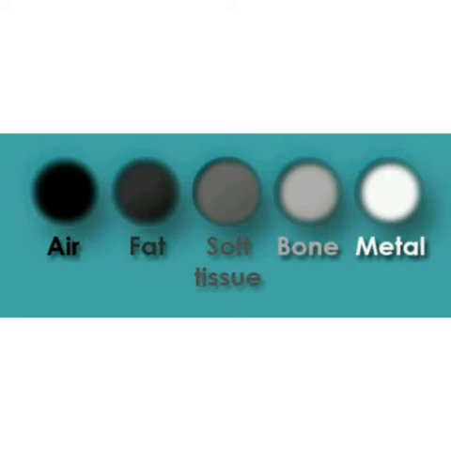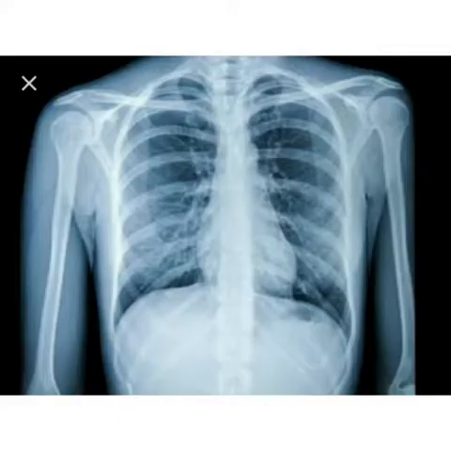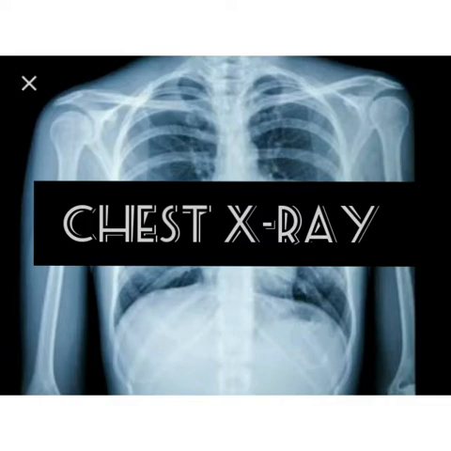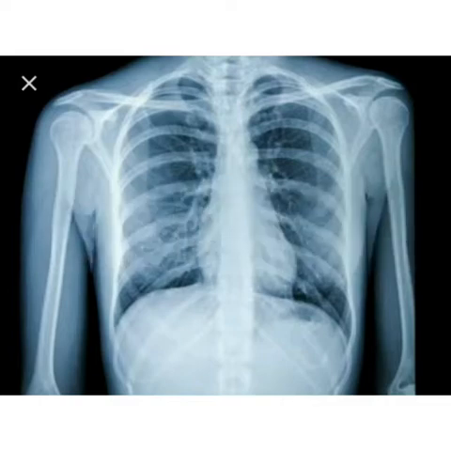In this image, air is black, bones are white, and the rest of the tissues fall on the spectrum in between. The chest X-ray is the most commonly performed diagnostic X-ray examination. A chest X-ray produces images of the heart, lungs, airway, blood vessels, and the bones of the spine and chest.